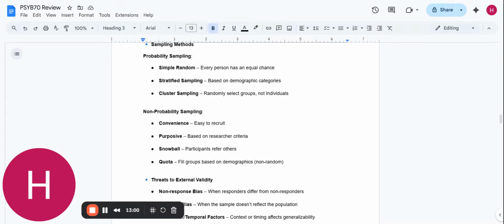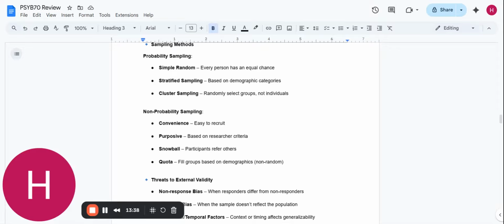Stratified sampling means that we have some demographic categories, for example, age, gender, income. There are thousands of different ways that we can have categories based on demography, ethnicity, race, gender, income status, all these kinds of things. And then we can have some sort of stratified sampling. Cluster sampling is randomly selecting groups and not individuals. So this is different from simple random. In simple random, every person has an equal chance, but in cluster sampling, each cluster or each group has an equal chance.